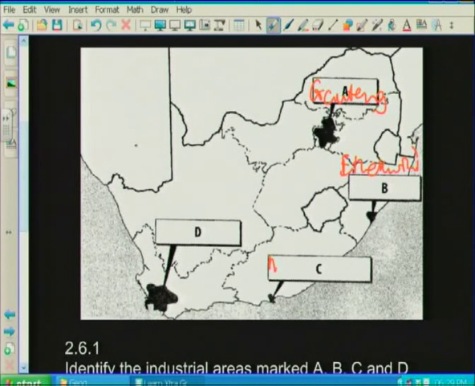This is your Nelson Mandela Metropole, down here by what used to be called the Port Elizabeth Uitenhage Economic Hub. And then the last one here has always been called the Southern or the Southwestern Cape Economic Region or Economic Hub. That's Cape Town and Saldanha and those sorts of places down here. Okay, so 4 times 1 here for those 4 labels that we gave here gives you your 4 marks over there.